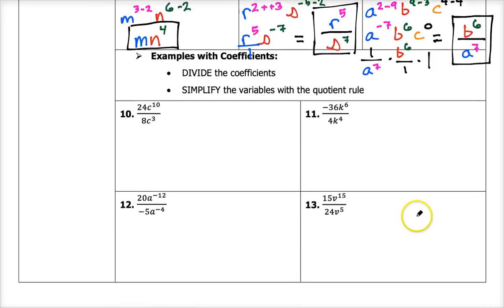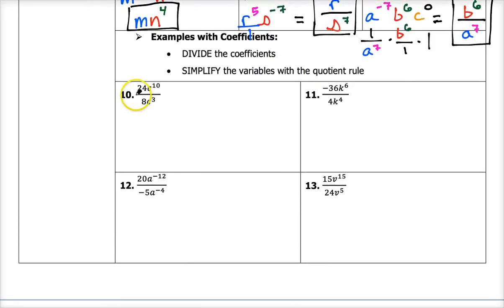Okay, now we're going to practice with some examples with coefficients. So number 10, we have 24c to the 10th divided by 8c cubed. So our coefficients are 24 and 8, and 24 divided by 8, we just simplify like normal. 24 divided by 8 is 3. Next, we do our variable powers. So we have c to the 10th divided by c cubed. This is going to be c to the 10 minus 3 power. And so we get c to the 7th power. So this becomes 3c to the 7th.